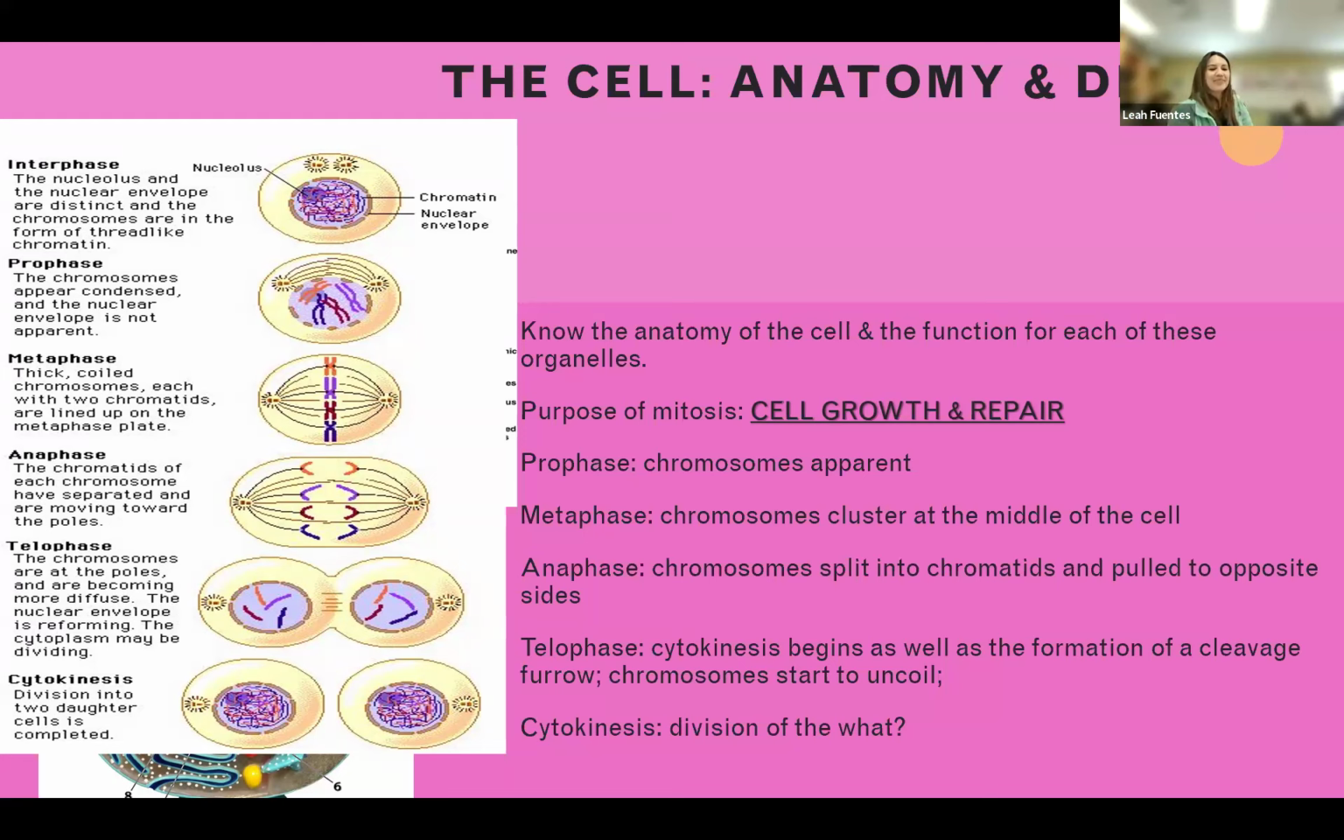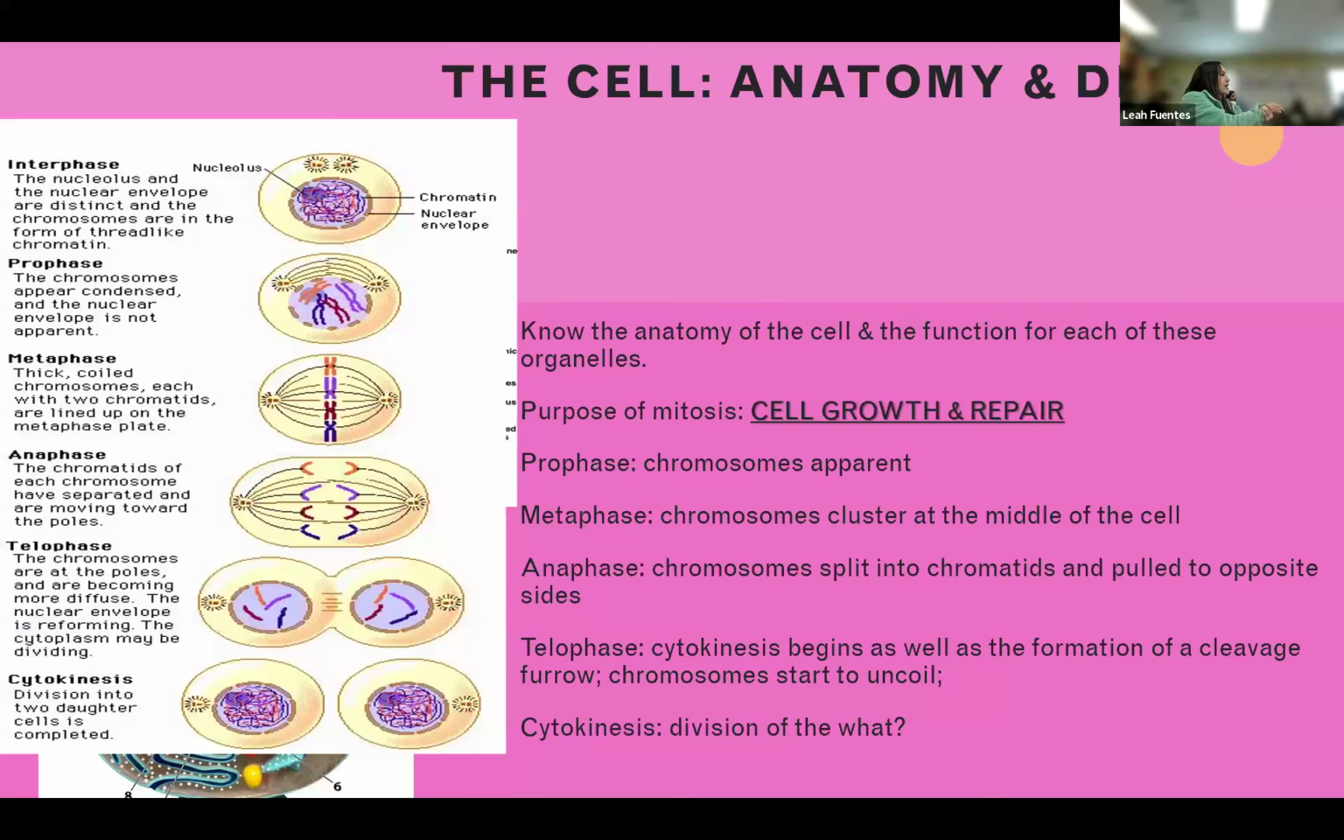Good question. Again, anaphase, think of it as apart, and then telophase. This is when cytokinesis begins, as well as the formation of a cleavage furrow, which is right here. And then those chromosomes start to uncoil. What a lot of students get confused is telophase and the completed stage of cytokinesis. In telophase, they are still technically connected by this cleavage furrow.